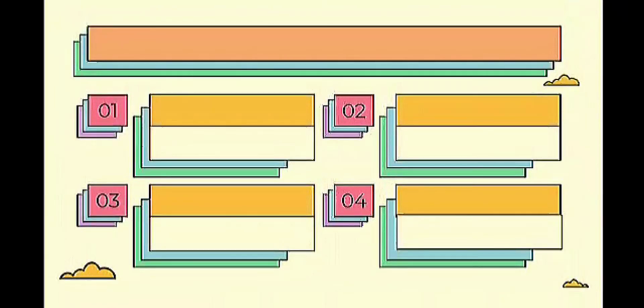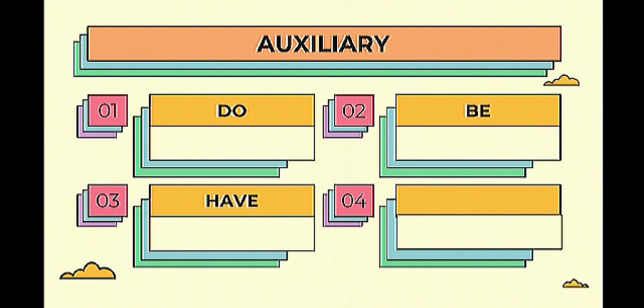First, basic question form auxiliary. Auxiliary adalah kata kerja bantu. Auxiliary, there are two, auxiliary verb and modal auxiliary. Auxiliary verb itu ada do, be, have. Ketiganya tidak memiliki arti tertentu. Dan auxiliary modal.